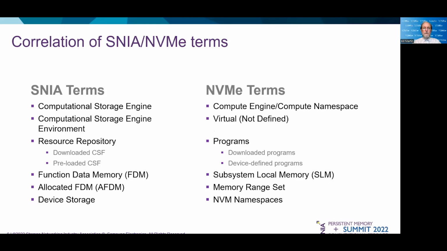Next, we have the function data memory in SNIA. This is identical to the subsystem local memory that is defined in NVMe. Then within that function data memory, we have allocated function data memory in SNIA. In NVMe, we have an area that is called a memory range set. Finally, we have device storage in SNIA. This is identical to the NVM namespaces within NVMe.